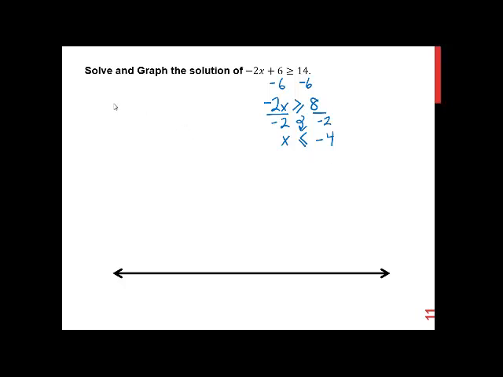Now we've got some different ways of denoting this. X is less than or equal to negative 4. One way is with set builder notation, the set of all x's such that, that's what the bar means, such that x is less than or equal to -4.